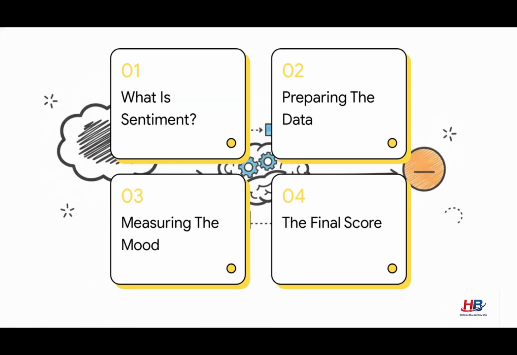Okay, so here's our game plan. First up, we'll nail down what sentiment analysis actually is. Then, we're going to get our hands dirty and look at how the data gets prepped for analysis. After that, we'll dive into how computers actually measure mood. And finally, we'll see how it all comes together in one final score. It's a pretty cool process, so let's get into it.